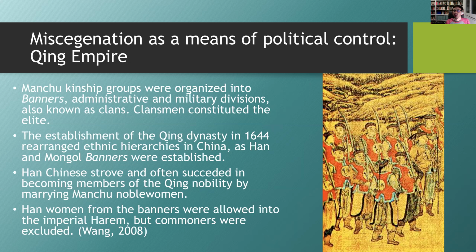And here you have a photo of warriors from a specific banner. So these are also called clans. The banners are also called clans. And clansmen constituted the elite of the Manchu polity.